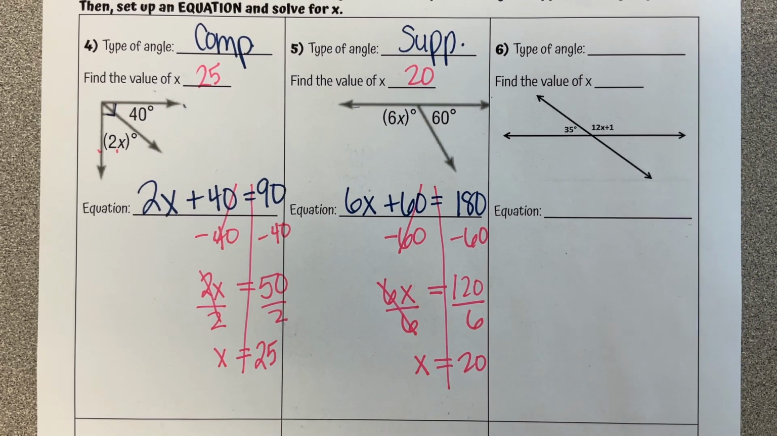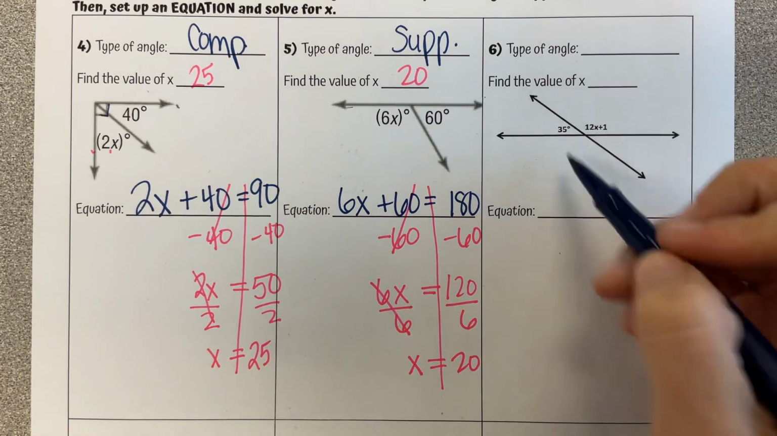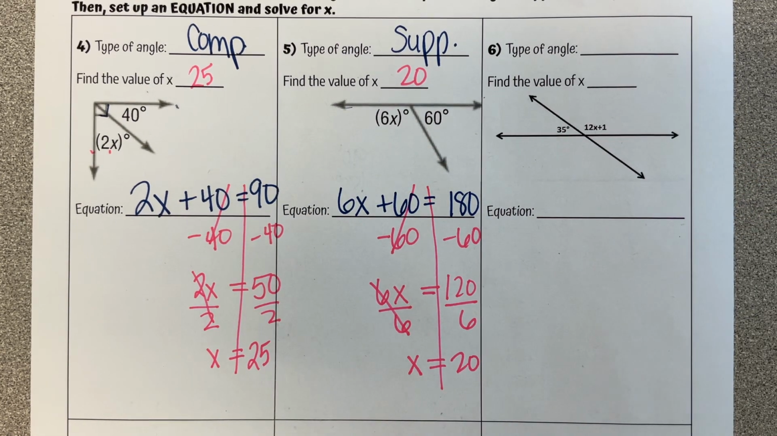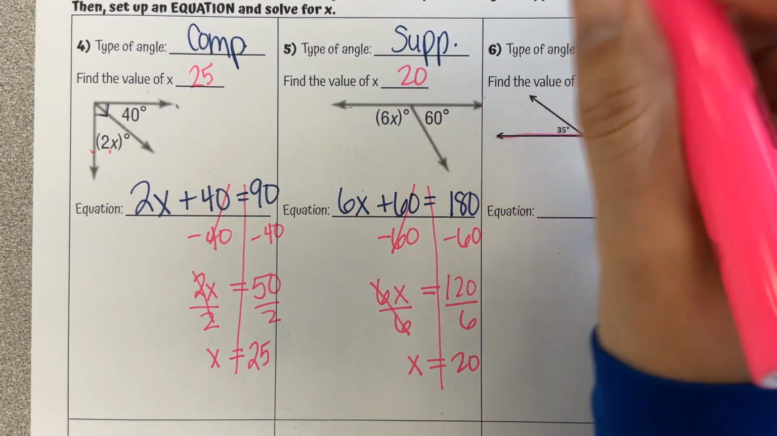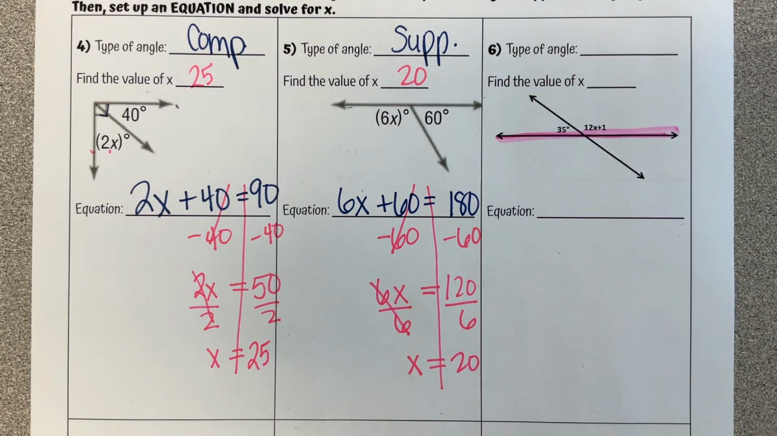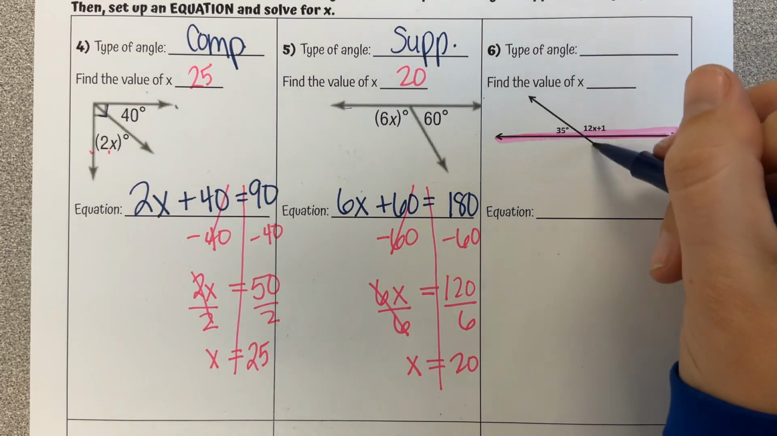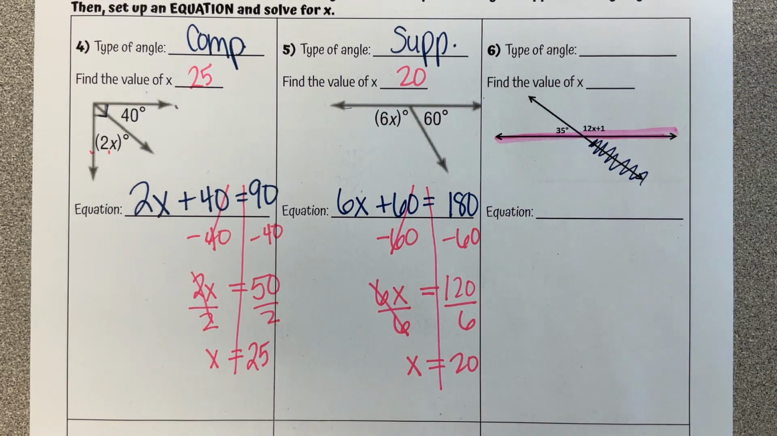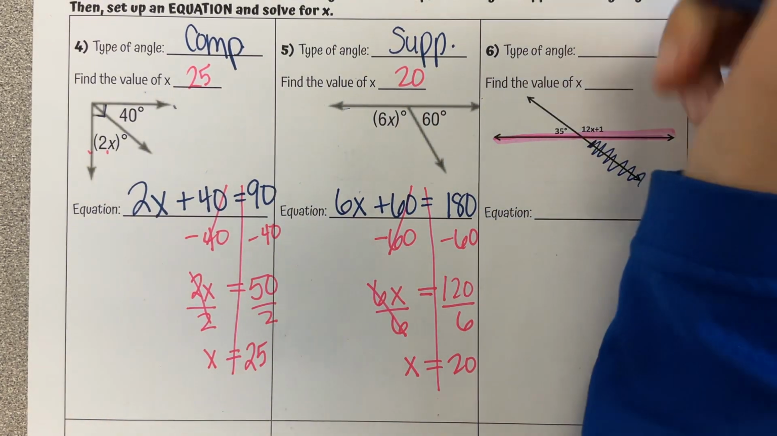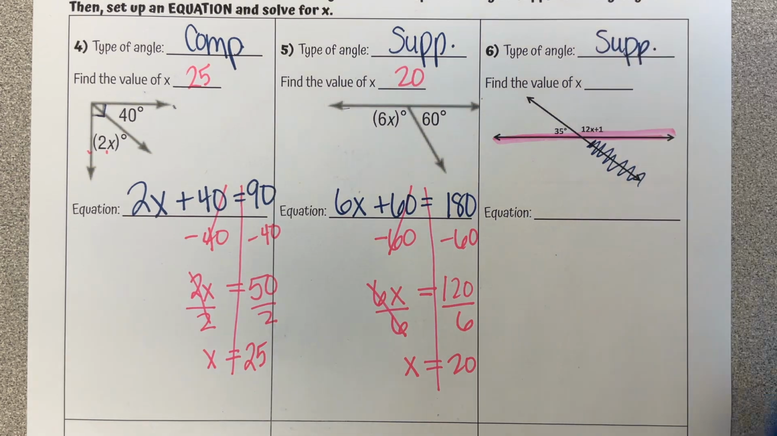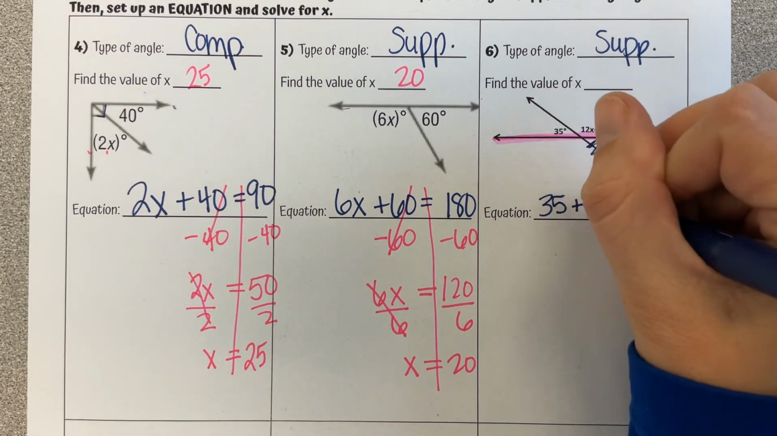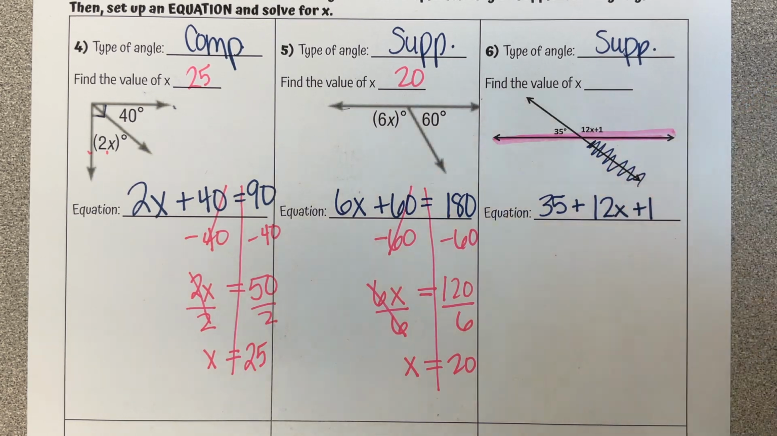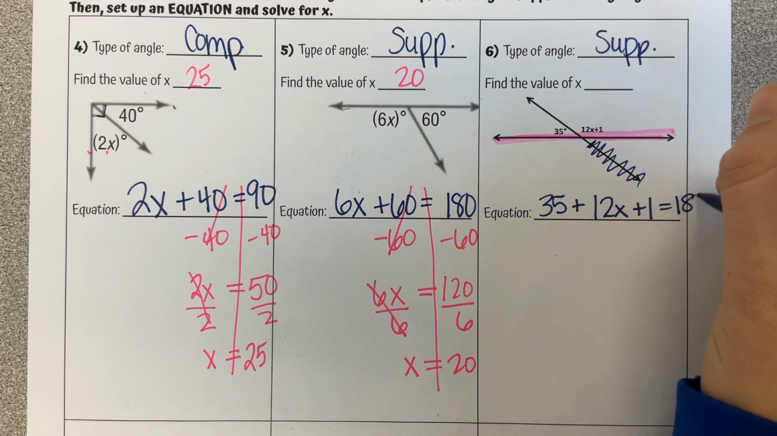Number 6, type of angle. There are multiple angles right here, but if we are just looking at these two together right here, we can use this straight line, which really means that this is kind of extra information. So these two form a straight line, which means they are supplementary. To find the value of x, we're going to do 35 plus 12x plus 1 is equal to 180.